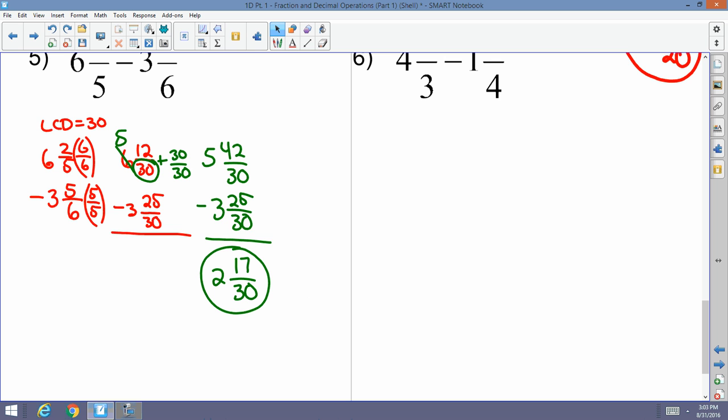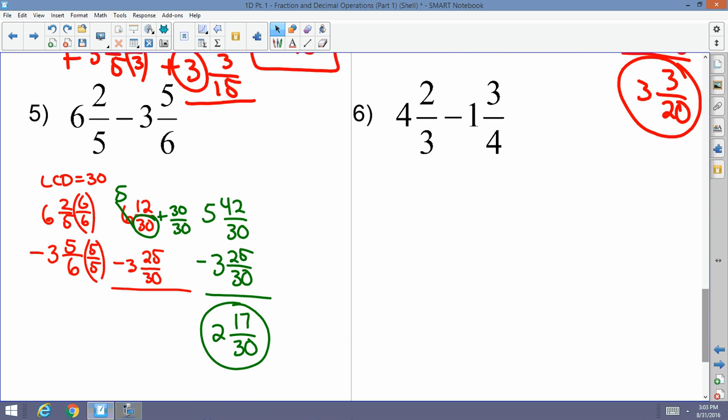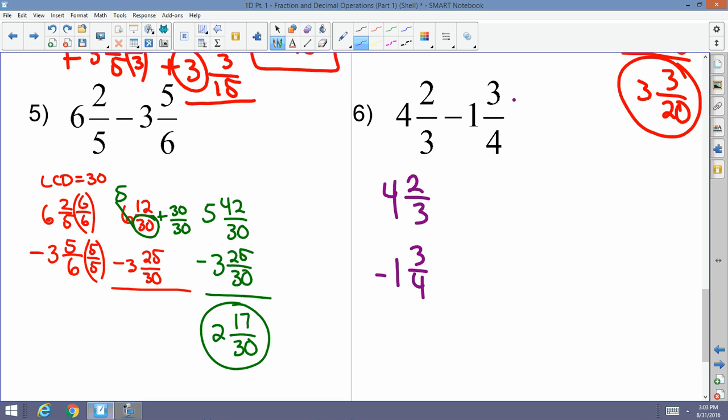Okay. Now, let's check out number 6, last but not least. I've got here 4 2/3 minus 1 3/4. My LCD is 12. So I know I'm going to be left with 4 and something over 12. And I'm going to be left with -1 and something over 12.